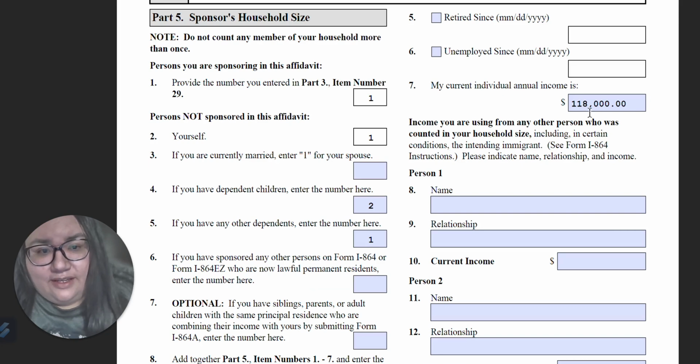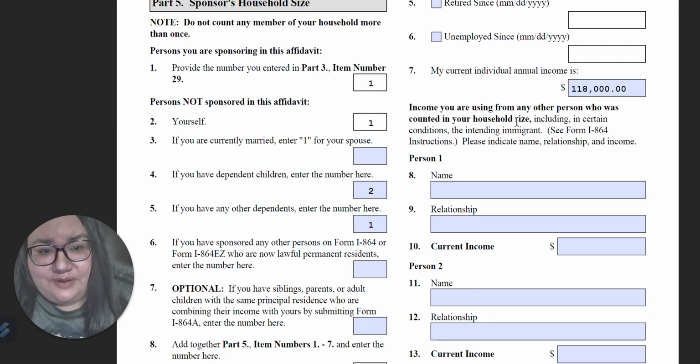So we're not going to overcomplicate things. We're not going to add in assets. We're not going to add in the income of any other person. This is the next section here: income you're using from any other person who is counted in your household size. In our scenario, we're not doing that.